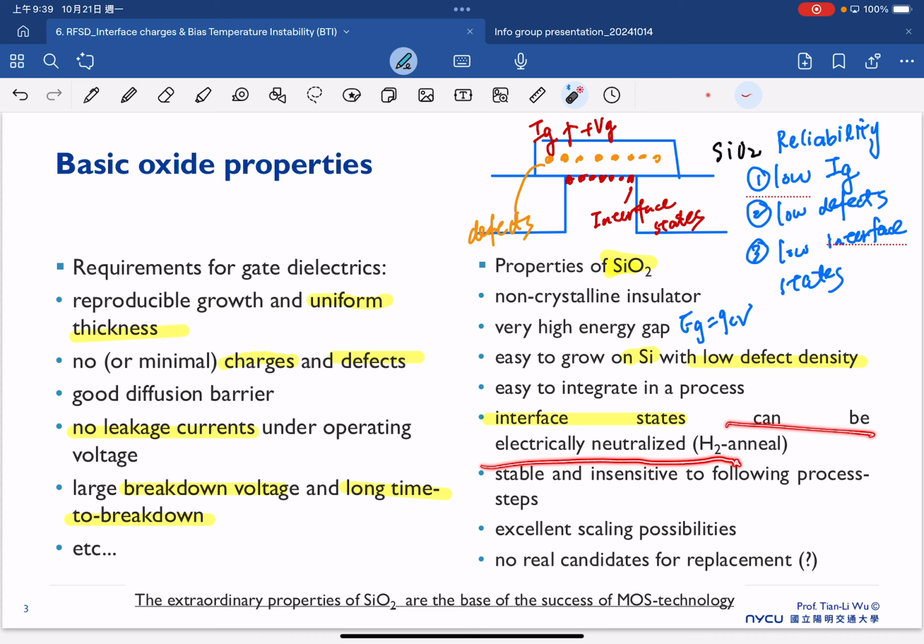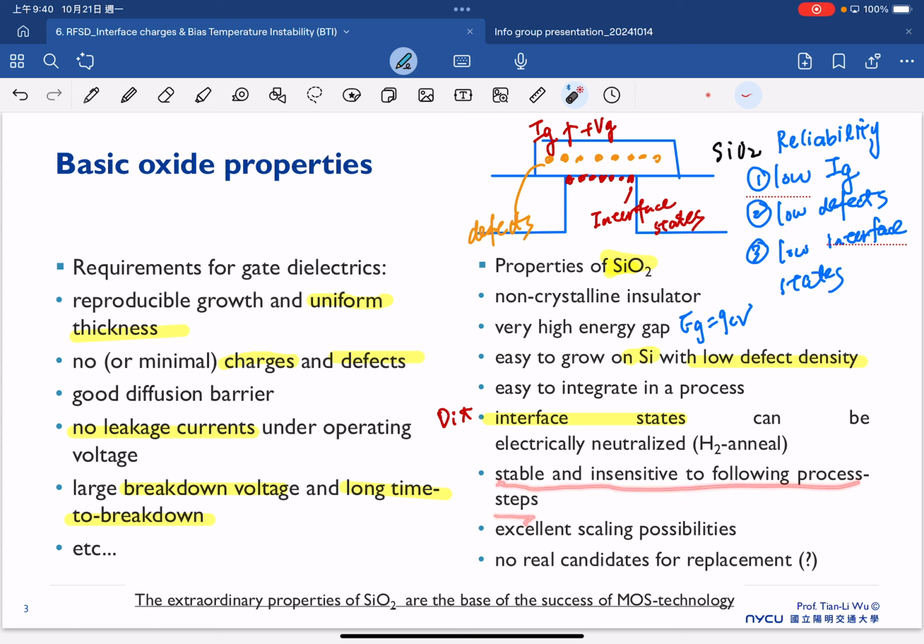So that's one of the very often used processes to reduce the interface state at the silicon dioxide-silicon interface. Sometimes we also call the interface state, it's just a name, D_it, so that's an interface state. And also, silicon dioxide is very stable and insensitive to the following process steps, so that's why we really prefer to use silicon dioxide.